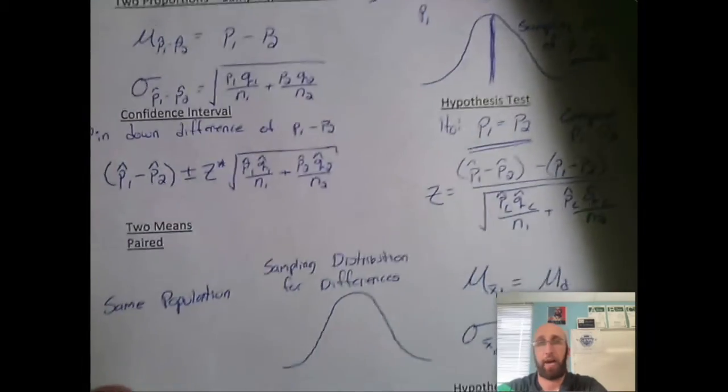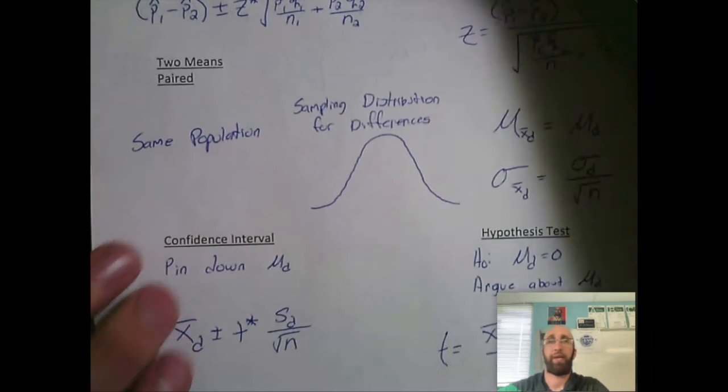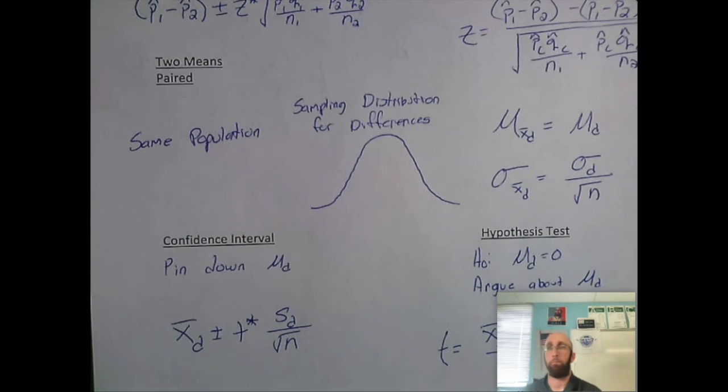Let's talk about means now. For two means, there are two types of problems: paired and unpaired. Paired can be deceiving, but it's not too bad. It's going to try to set itself up like you're comparing two populations. You're not. The data is paired together, and the common comparison I use is ACT prep courses.